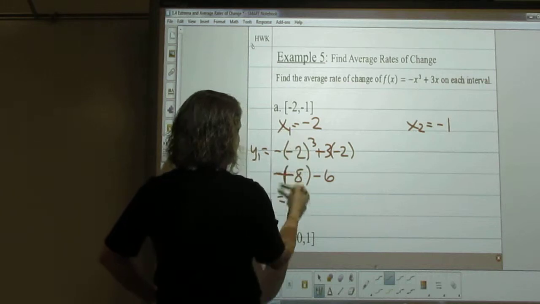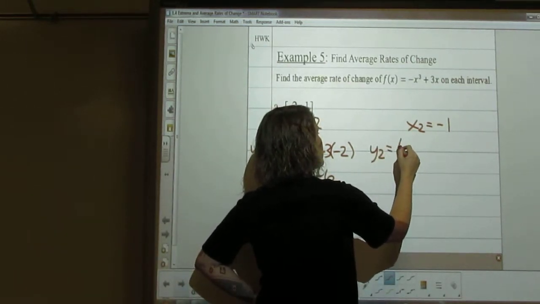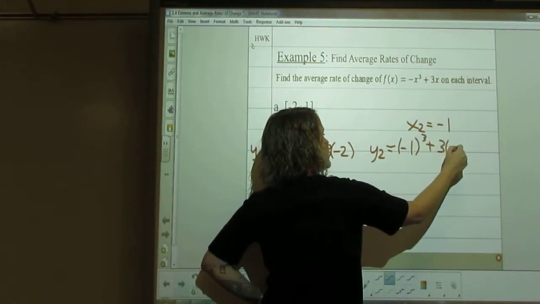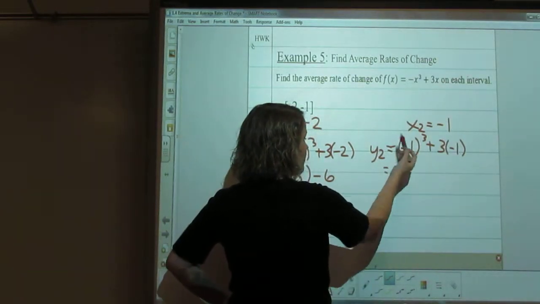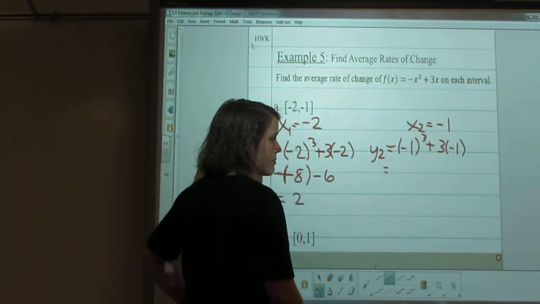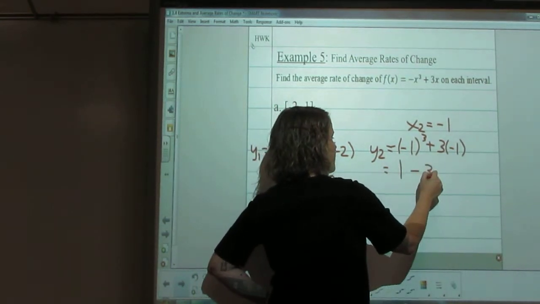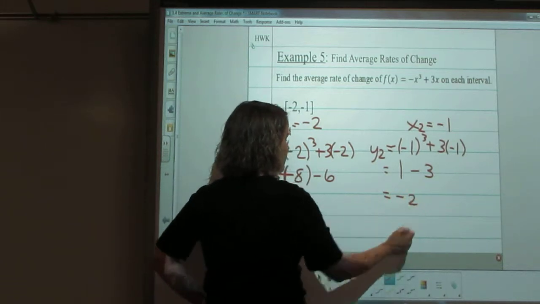All right, so we have x1, y1. Now let's get y2. So y2 equals negative (-1) cubed plus 3 times -1. So that's going to end up being (-1) cubed, it will remain -1, but the negative's on the outside, so that becomes a positive 1. This is going to be -3, so that's going to equal -2.